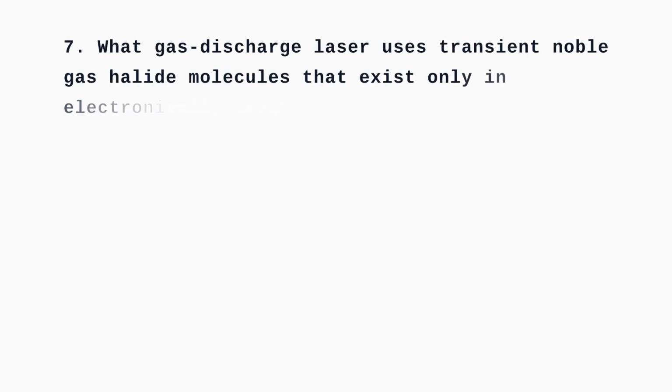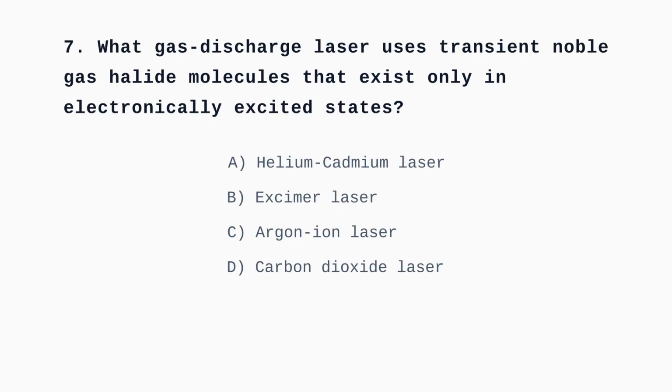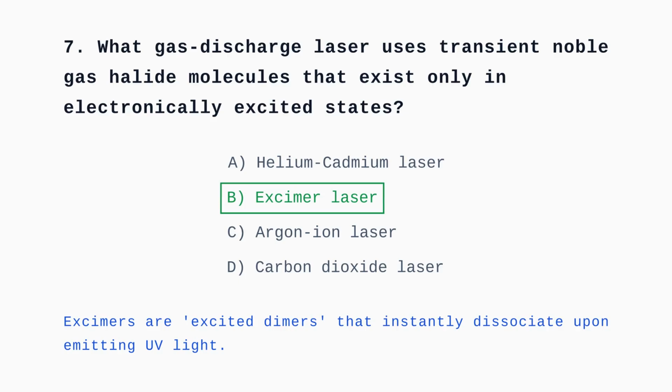Question 7. What gas discharge laser uses transient noble gas halide molecules that exist only in electronically excited states? Excimer lasers rely on reactive molecules like krypton fluoride. Because their ground state is completely unstable, the molecules instantly dissociate upon emitting high-energy ultraviolet light.